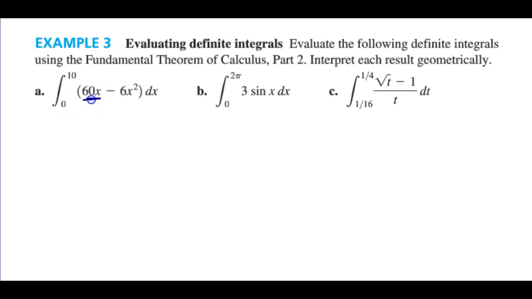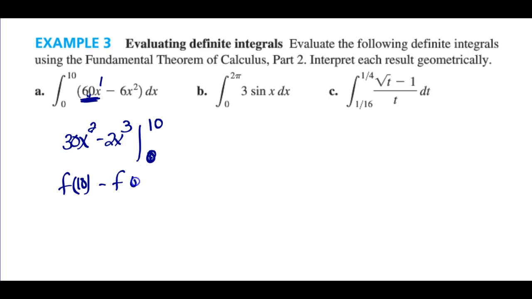Let's actually integrate this. So integral, I'm going to increase and divide by a 2. 60 divided by 2 is the 30. And then I'm going to integrate this minus 2x cubed, evaluate it between 0 and 10, and do the fundamental theorem of calculus. F of 10 minus f of 0, and f of 10 is going to be 3,000 minus 2,000 minus the f of 0 is just 0, and the final answer is 1,000.